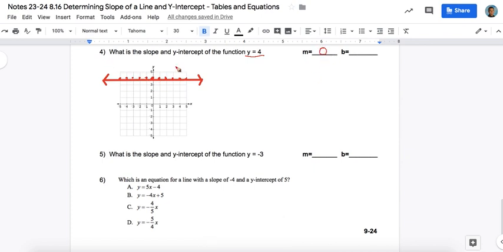Because you can ski down this. Remember, if we had a vertical line, then that's no slope. You wouldn't be able to ski down. So what's the y-intercept? It crosses the y-axis at 4.